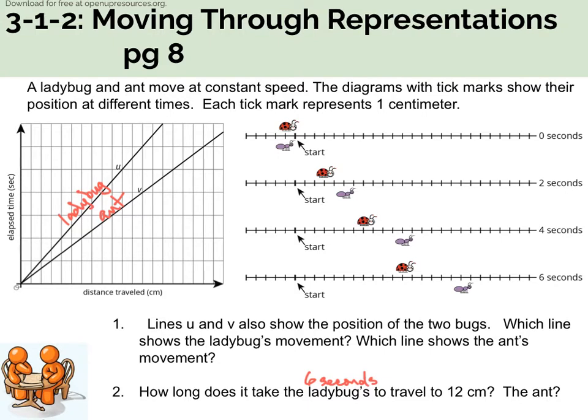And the ant takes 4 seconds. Okay, and we can pull that from following the system, as far as what the ant and the ladybug are doing, from this is 6, and then going from there.